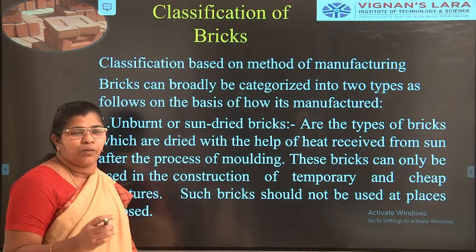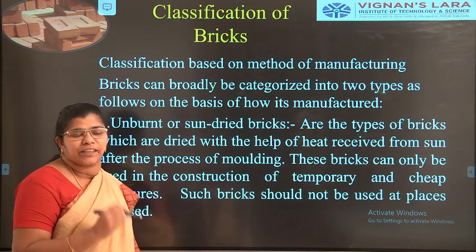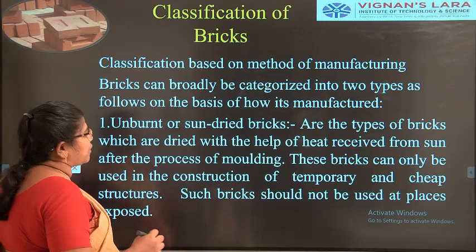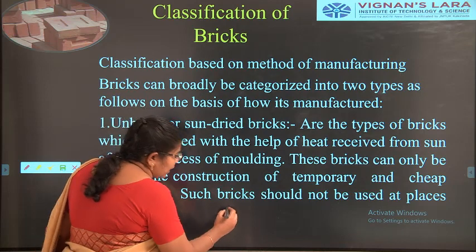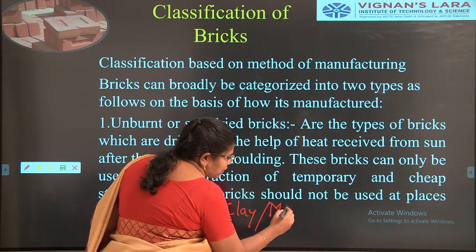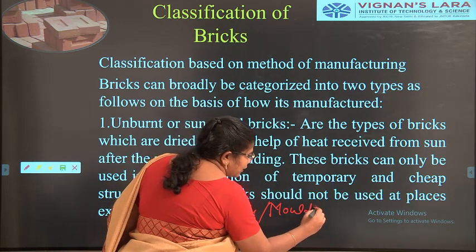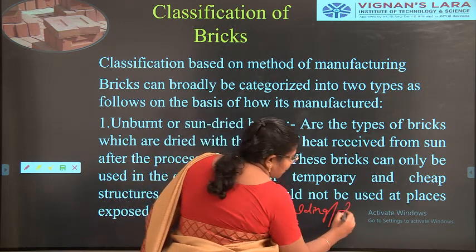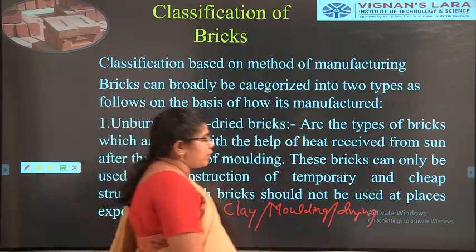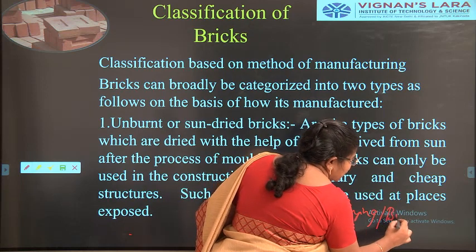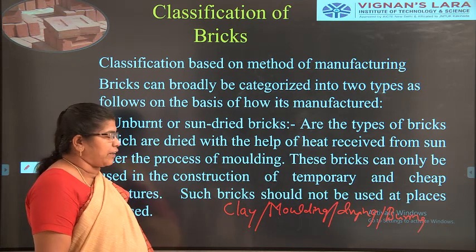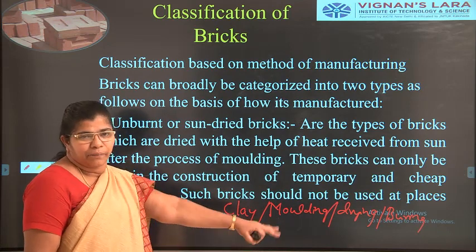All of us know there are four stages of manufacturing of bricks. Number one is the clay preparation. The next one is the molding process. The third one is the drying process, where the bricks are dried in the hot sun, open air. Then we will be burning the bricks to a temperature of 700 to 1000 degrees centigrade. So these are the four stages in the bricks.